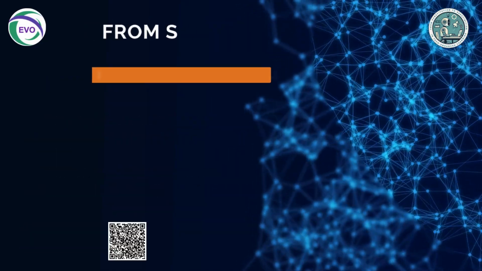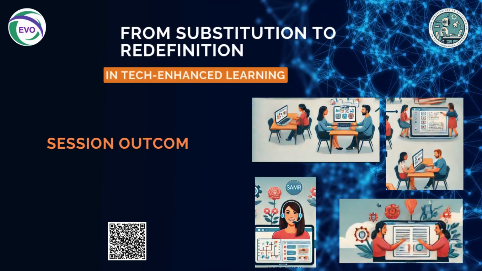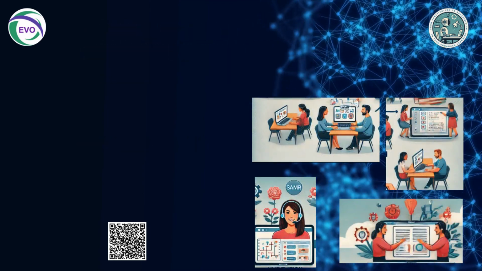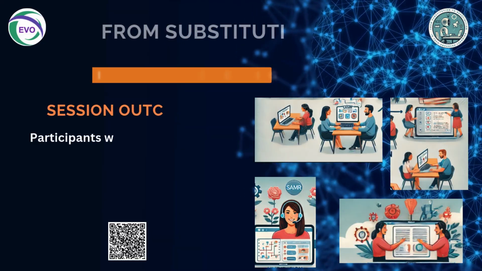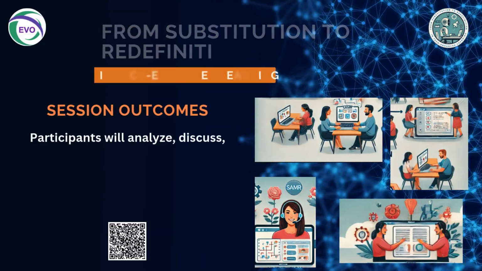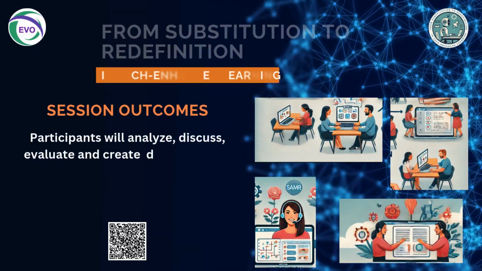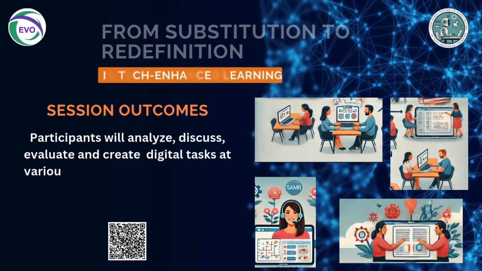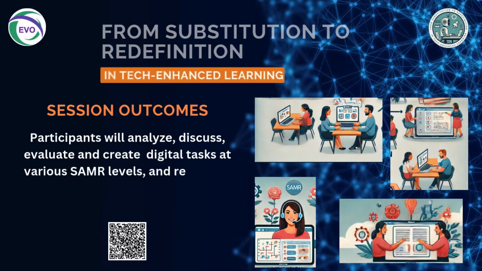So what about outcomes? What can teachers actually do after completing this? Well, by the end of the 5 weeks, they'll be able to analyze and create digital tasks using the SAMR model, and learn how to implement a variety of digital tools, including, this is interesting, some AI tools.